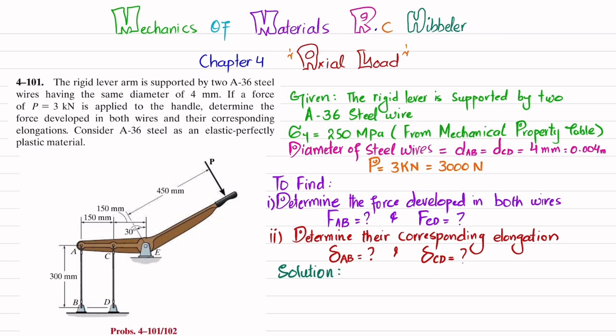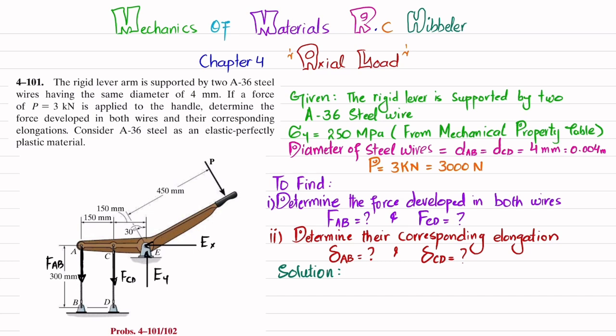This handle tends to increase the length of wire AB. As a result, wire AB applies a force that will act downward. So if we remove this wire AB, it will exert a force downward, FAB. Similarly, if you remove wire CD, it will also exert a vertical force FCD in the downward direction. At point E there is a pin support, so if you remove this support, there will be a horizontal reaction force EX and a vertical reaction force EY.